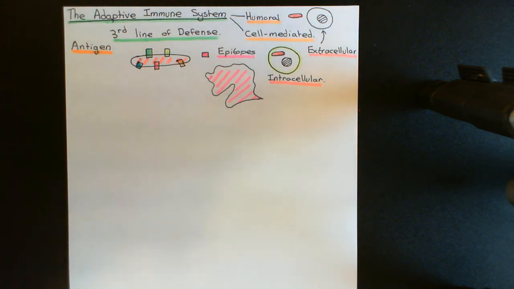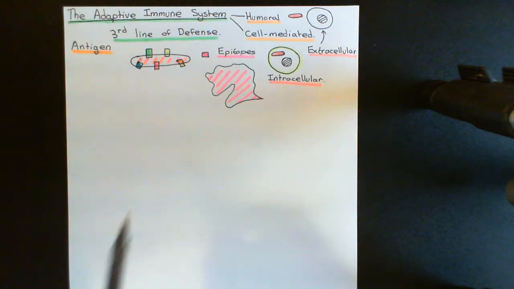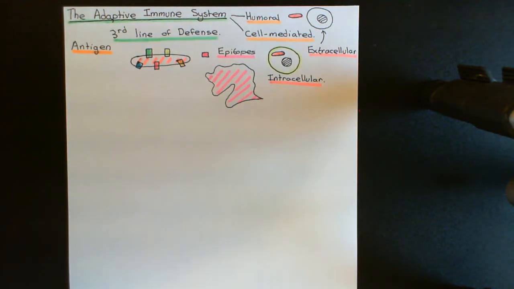Whereas cell-mediated adaptive immune responses are only going to be initiated if the pathogen spends some of its time inside your own cells. If it's purely extracellular and it can't go inside of your own cells, then you're not going to initiate cell-mediated adaptive immune responses.